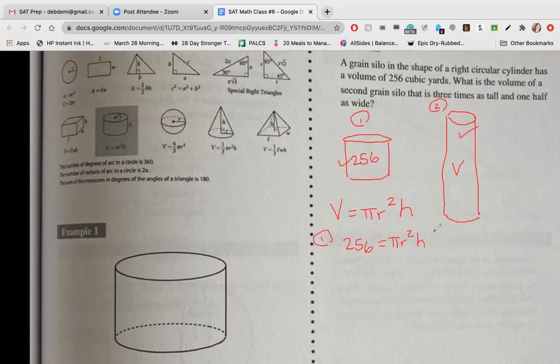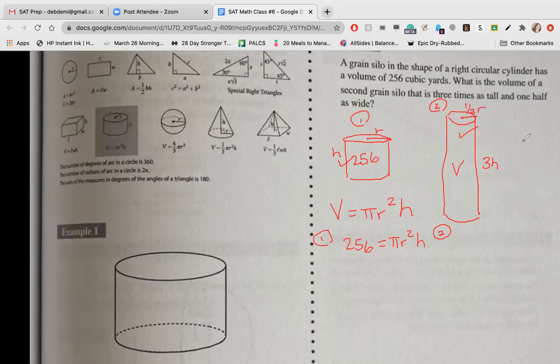These kind of can get you, but just watch what I do, especially for you guys that this seems easy for. Just watch what happens here. So the second one, it tells us this is 3 times its height. So this one's 3h, right? It's 3 times as tall. This is h, and this one's r. And it's 1/2 as wide, so the radius is going to be 1/2 of the radius.